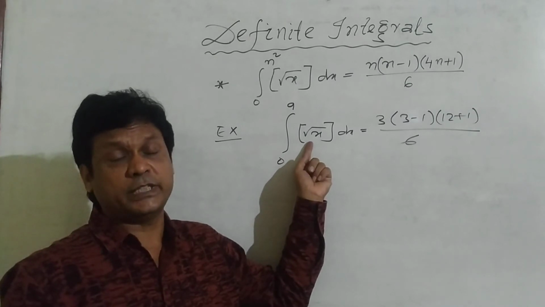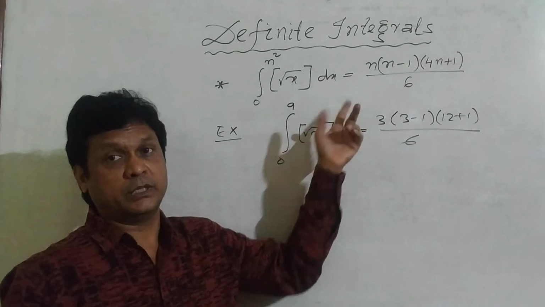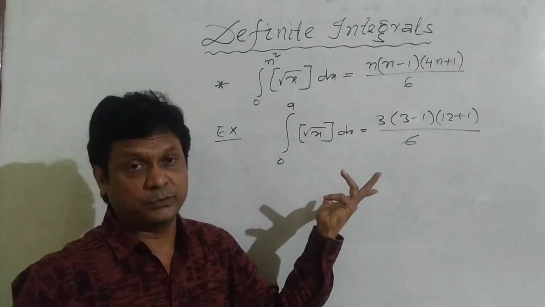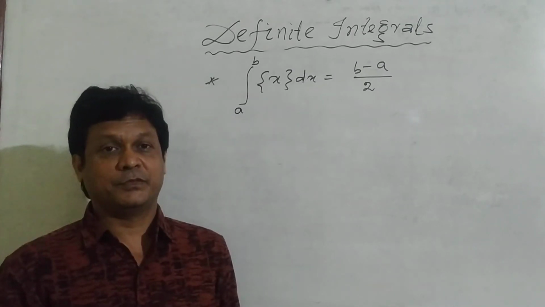Or in the same procedure you can take root x is equal to t. So x is equal to t square. So 0 to 1 square, then 1 square to 2 square, 2 square to 3 square. Like this also you can do. But directly you can put here. Okay. Now let us come to another example.